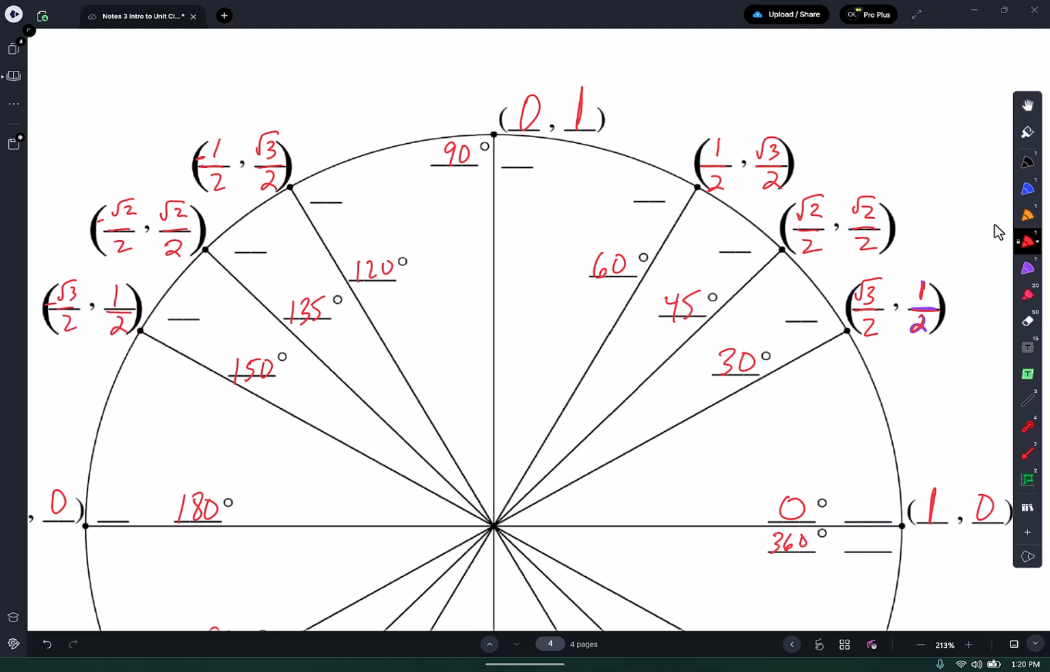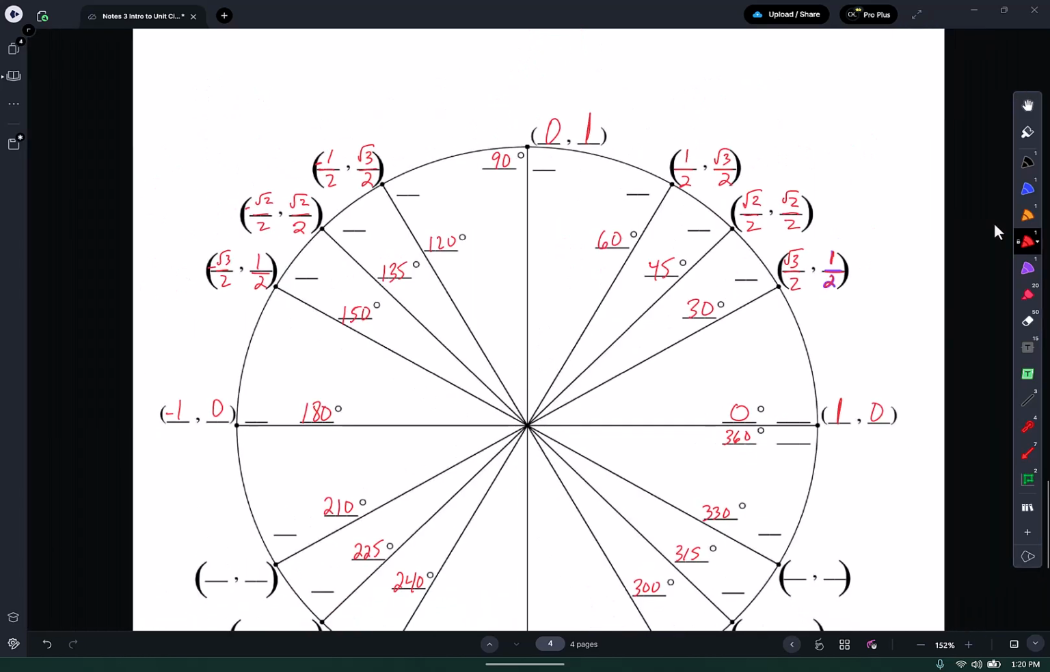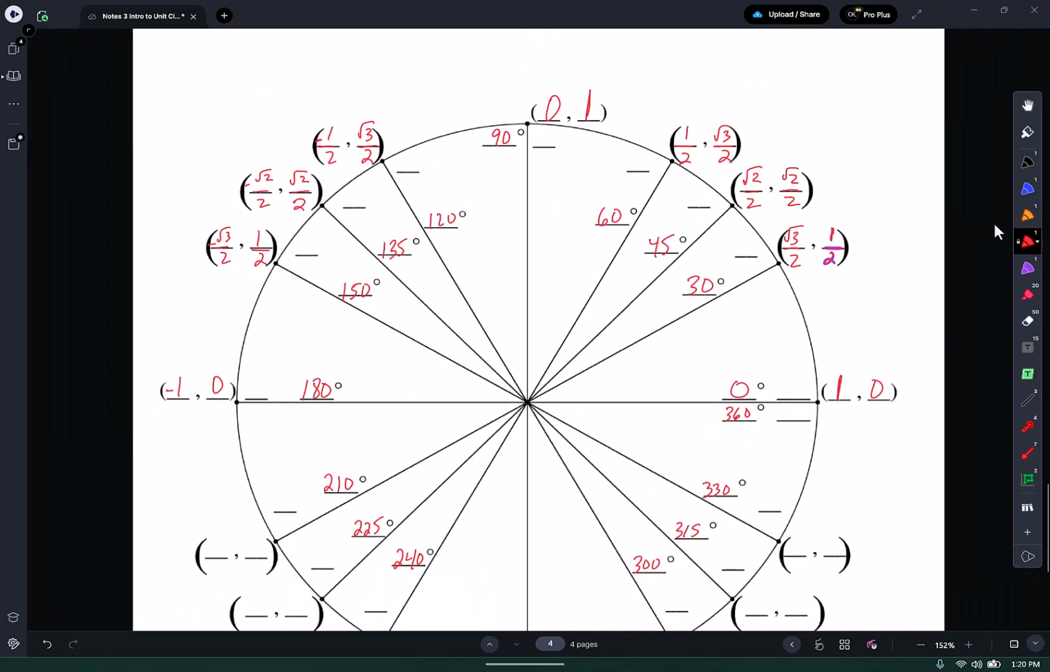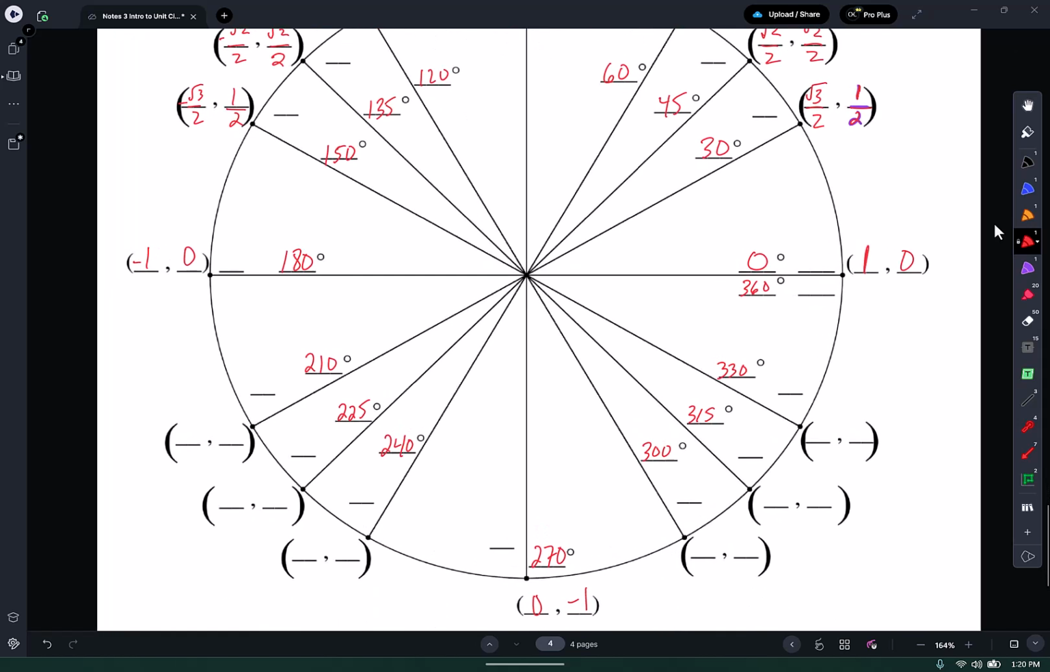And there you go. In quadrant 3, the magnitudes stay the same. Just make sure you don't mix them up. In quadrant 3, the magnitudes stay the same, but both of them are going to be negative. So what do I write at 210 degrees? Now be careful. Yes.